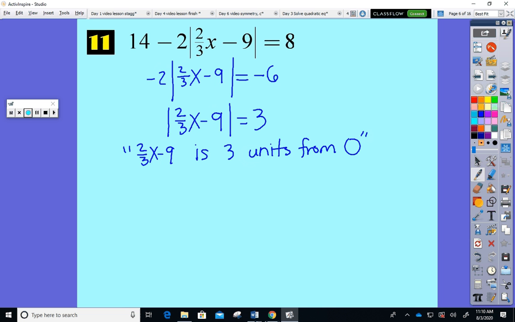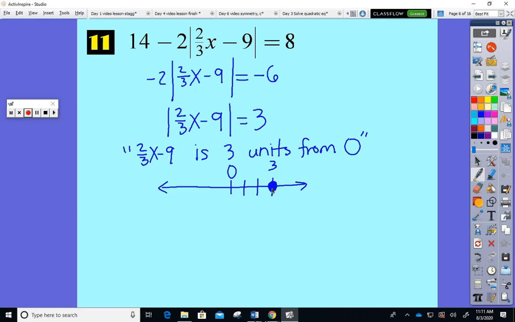All right? It doesn't just say 2/3 x minus 9 is 3, because then it would actually be written 2/3 x minus 9 equals 3. All right? If it's got the absolute value bars, you have to think 3 units from 0. Are we okay on that? All right? So that means if you look at this on the number line, where all on the number line could you place a point that's 3 units from 0? -3 and +3. So you think 3 units to the right and 3 units to the left.